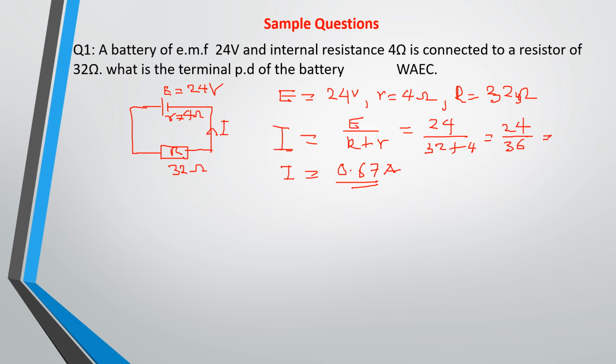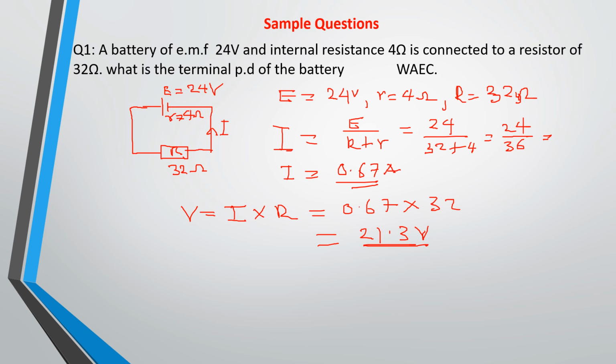Now we said that the terminal PD, V, is equals to what? Current times what? External resistance. So substitute into this value, you have 0.67 multiplied by the external resistance, which is 32. Okay, so you can work that out. So you have 21.3 volts. Okay, so you have 21.3 volts as your terminal PD. Okay, so I hope this one is clear.